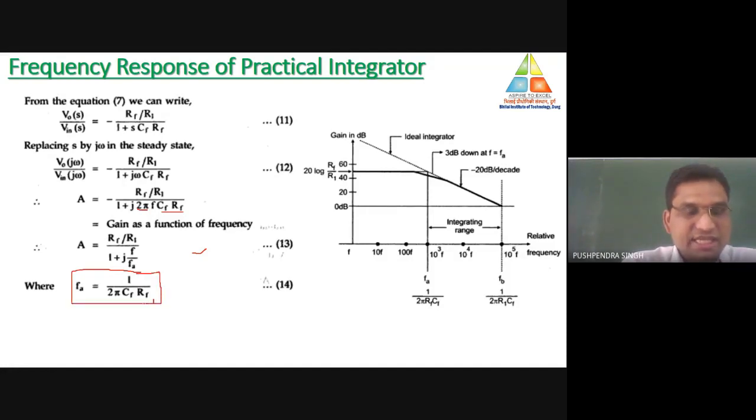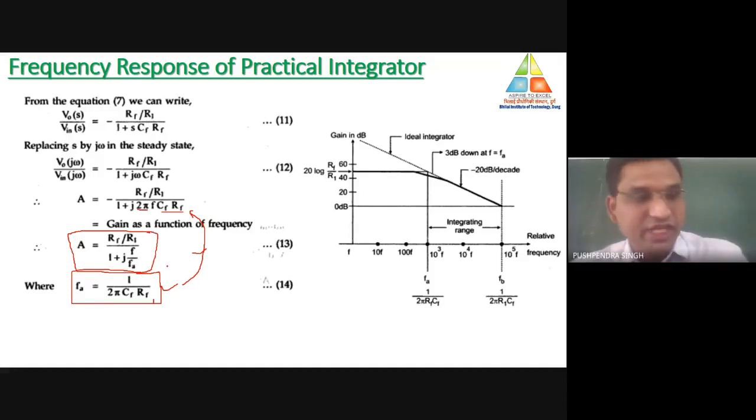That frequency is FA. So what is the value of this FA? FA is equal to 1 by 2 pi CF into RF. And when we replace this term over here, the final equation will be: the value of gain is RF by R1, 1 plus j F by FA. So that is the value of gain of the practical integrator circuit.